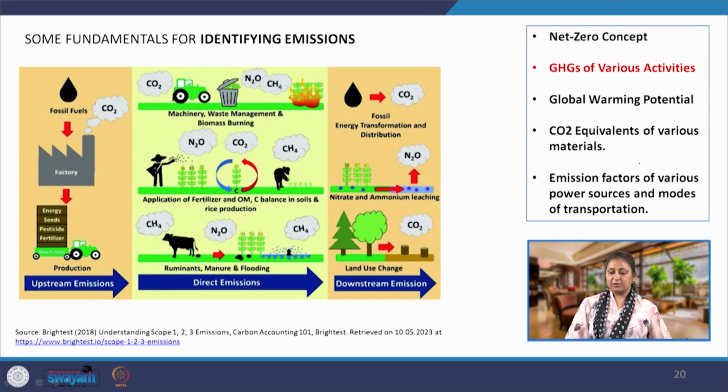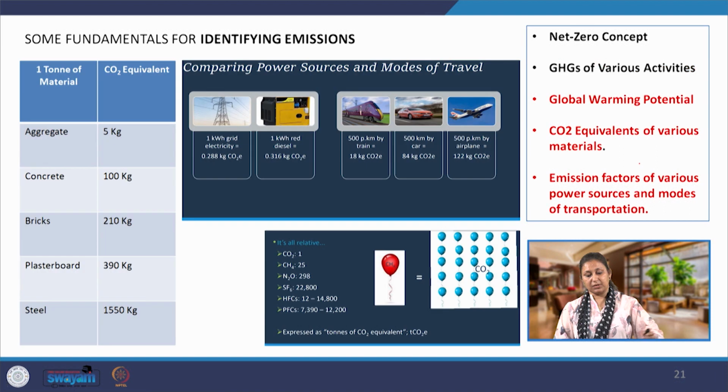And then we identify the greenhouse gas emissions of various activities, both upstream as well as downstream, and the direct emissions in between, identifying their global warming potential for different materials that are going to be used, different activities that are going to be performed. So, basically the choices that we have, as I have been mentioning, from a petroleum product based transportation fleet to an electric vehicle fleet. So, we always have options of selection.